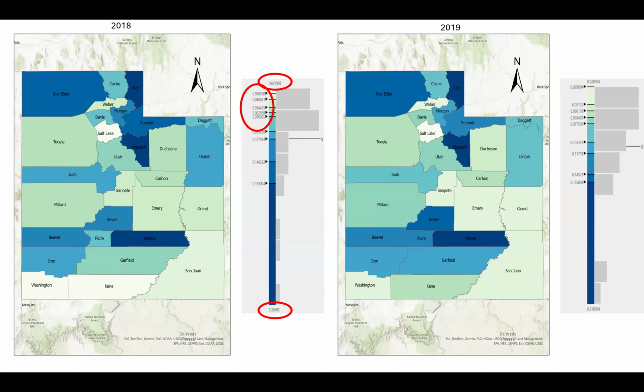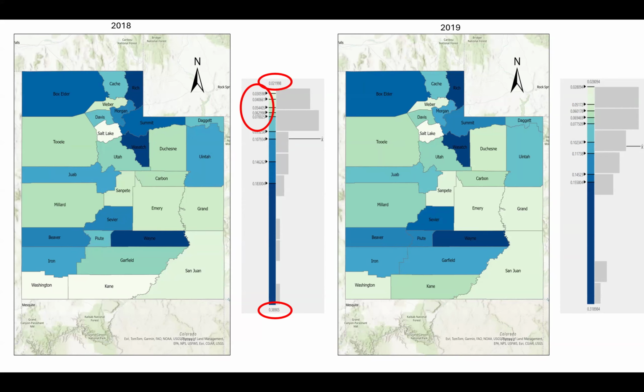Here, similarly, we can look at the maps for 2018 and 2019. These are the values of how much evapotranspiration each county is using per day. These values go from only 0.02 for the lowest one all the way to 0.38 inches of evapotranspiration per day in the highest county.